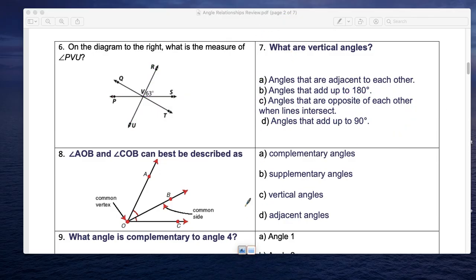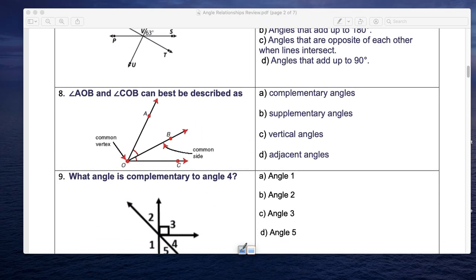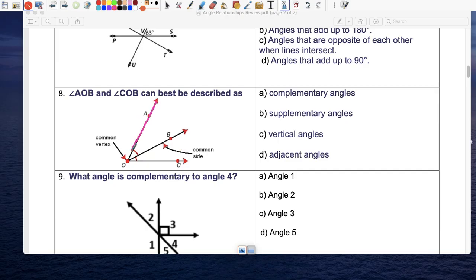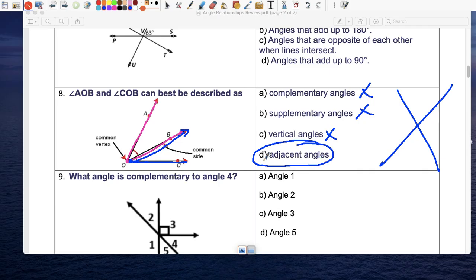Number 7. Angle AOB, let's highlight that one. And then angle COB, here's the C, here's the O, and here's the B. Guess what they are? Well, are they complementary? Absolutely not. Do they add up to 90? No. Are they supplementary? No. Are they vertical angles, the angles created by two intersecting lines like that? No. So just by elimination, this is the answer.